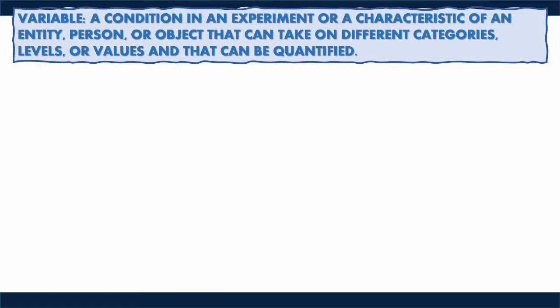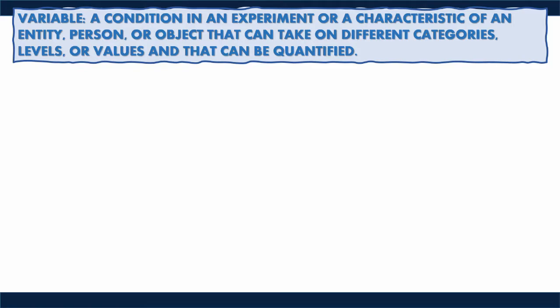So let's try to dive a bit deeper into the steps of this assignment. The first step is to come up with a communication variable. A variable is defined as any condition of an experiment or characteristic of an entity, person, or object that can take on different categories, levels, or values, and that can be quantified.